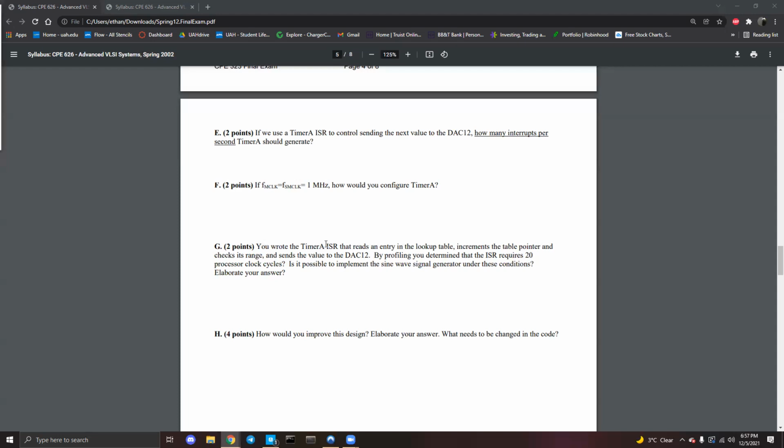So 20 processor clock cycles. We've been told that our processor clock is 1 megahertz. So basically it's asking us, can we make this faster? Yes, because 20 clock cycles. So all you do here is you just find out how many seconds 1 megahertz yields, right? Multiply that by 20, and that'll show you how long it takes for this whole ISR to execute.